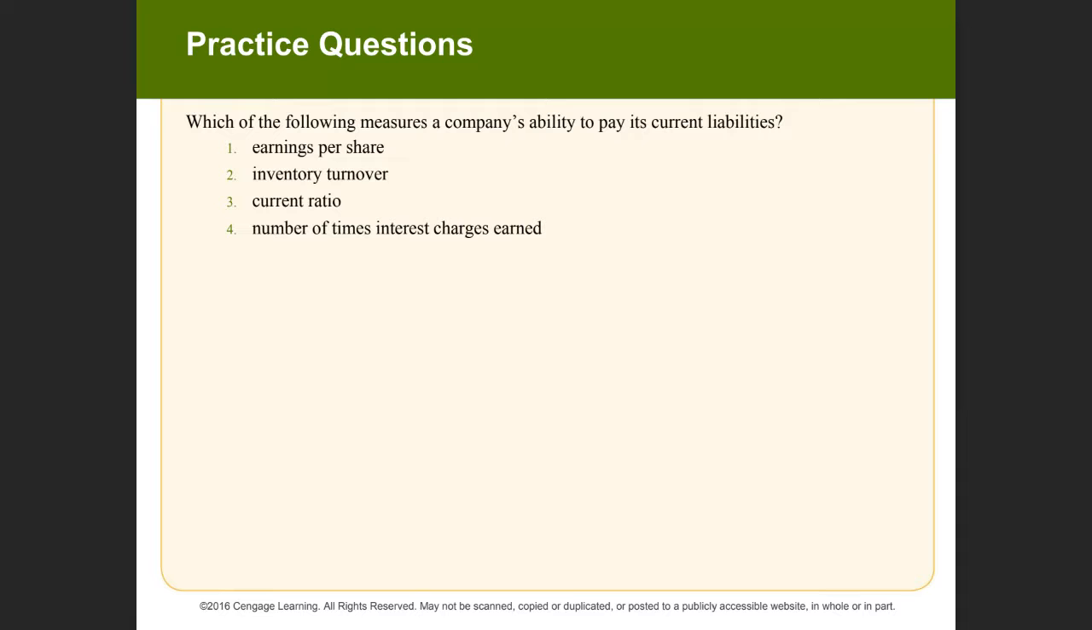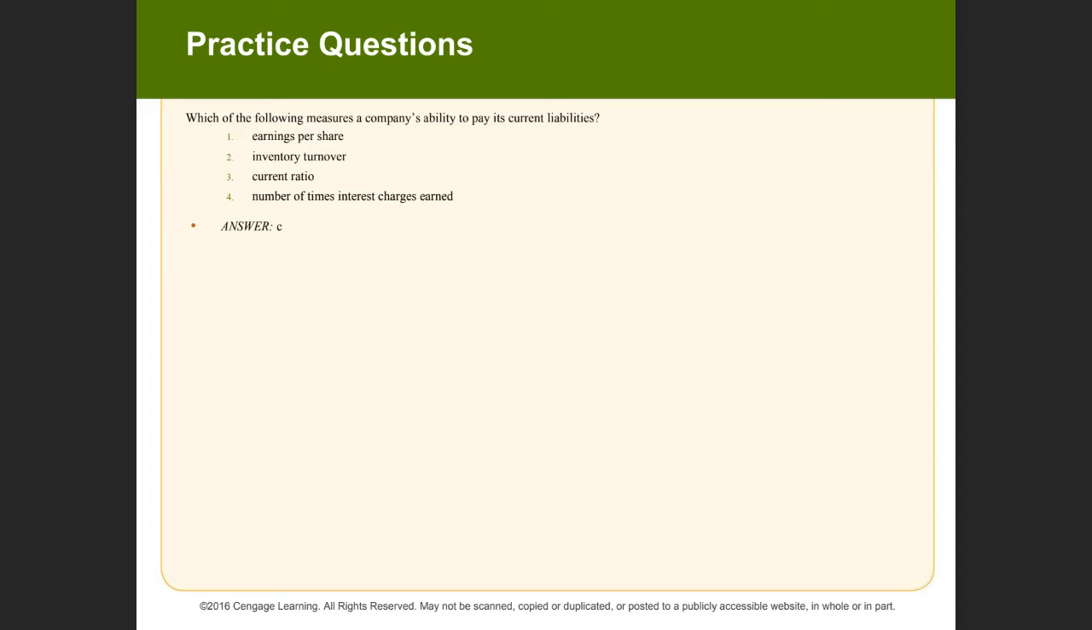Which of the following measures a company's ability to pay its current liabilities? Yep. I was like, we've said this a bunch. Y'all better get this. Good job. Current ratio, that's correct.